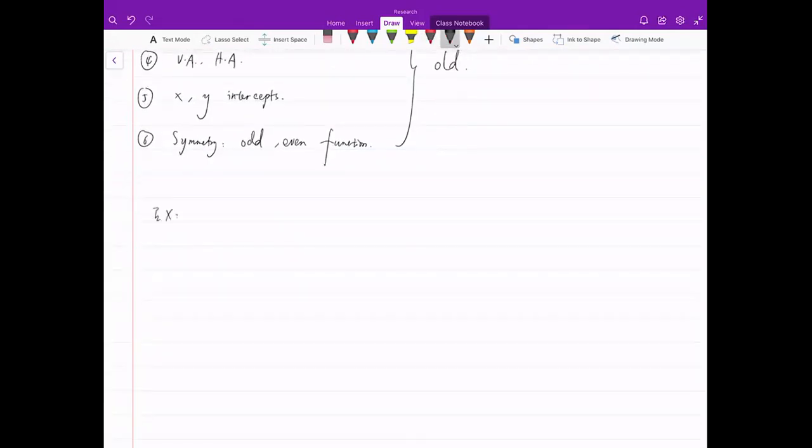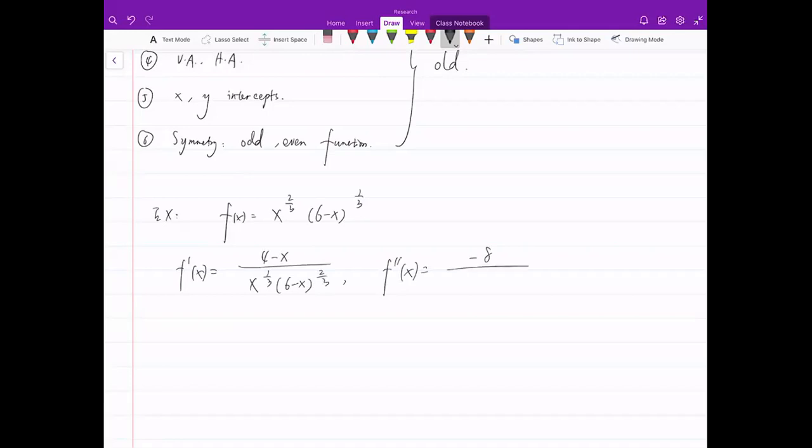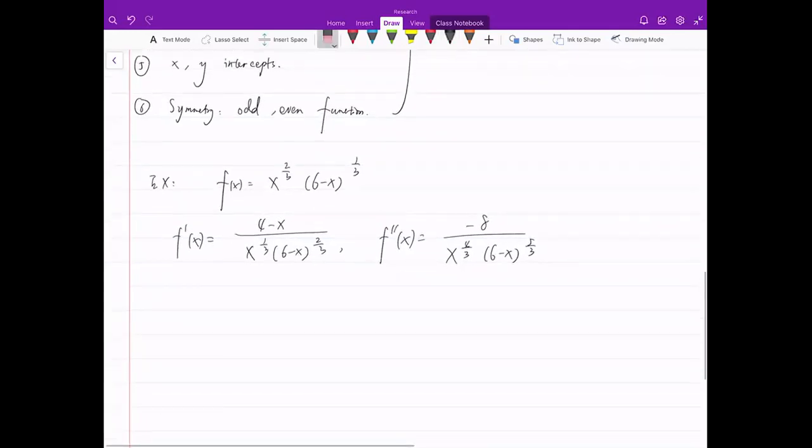Okay, with that in mind, let's try the example. It's complicated, so I did the computation for you. We already know f prime x and f double prime x. We already know these two facts.